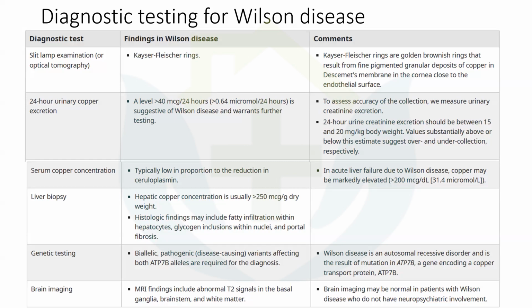And also we can do brain imaging for the involvement of copper deposition in the brain, especially in the basal ganglia and brain stem, and also in other areas of white matter, which cause the neuropsychiatric symptoms.